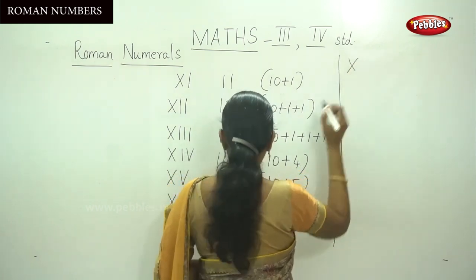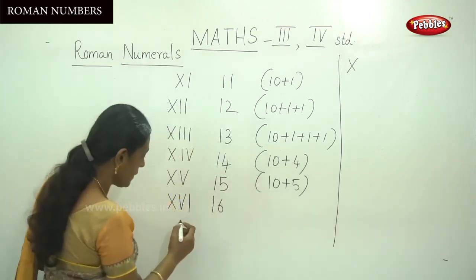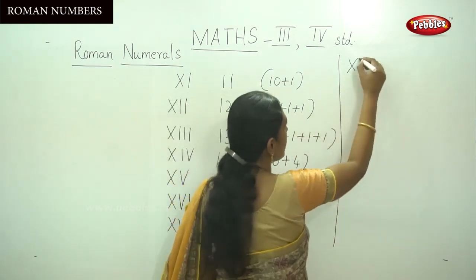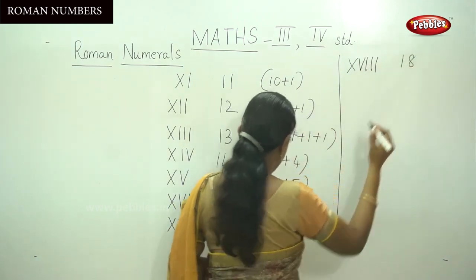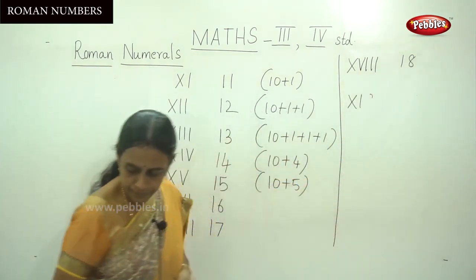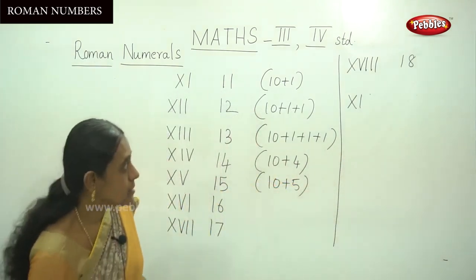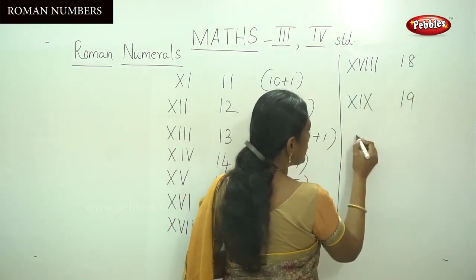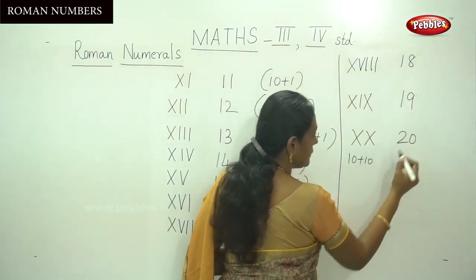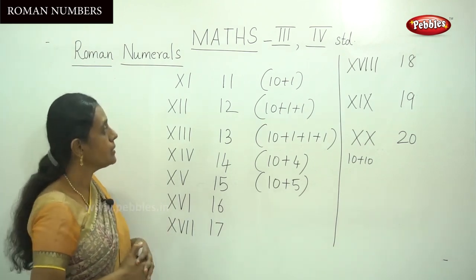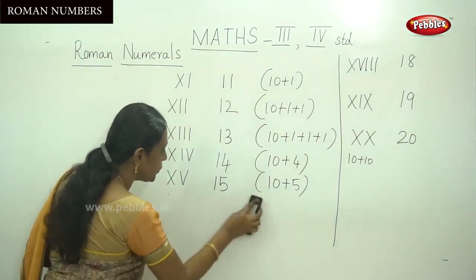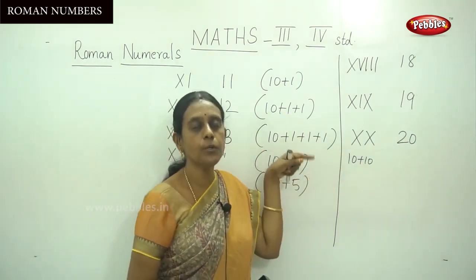For 17, 10 plus this is 6, and 7, I have to write here. And 18, for 8, that is 10 plus 8. This is 18. And for 19, 10 plus 9, 19. And 20, you can understand this, that is 10 plus 10, that is 20. So this is the method to write from 11 to 20. Next we move on to the numbers 21 to 30. First you have to memorize for 20, you put 2 X.